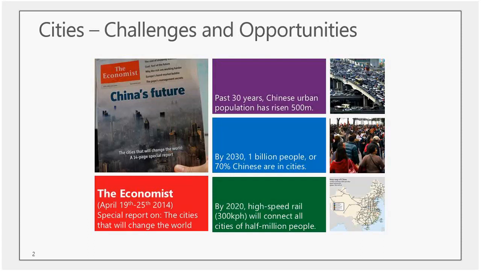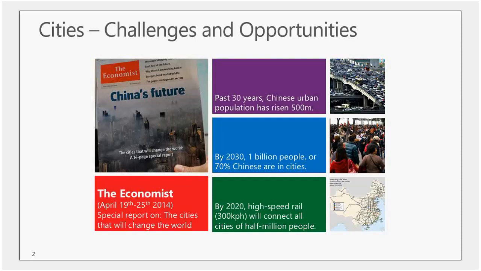It points out that in the past 30 years, the Chinese urban population has risen by 500 million. That's a phenomenon never seen in human history. And it's not the end. The Chinese city population is still growing. By 2030, 1 billion people, or 70% of Chinese, will be living in cities. So no matter how fast the Chinese government develops infrastructure, it's never enough. There's always traffic jam and overly crowded public space.